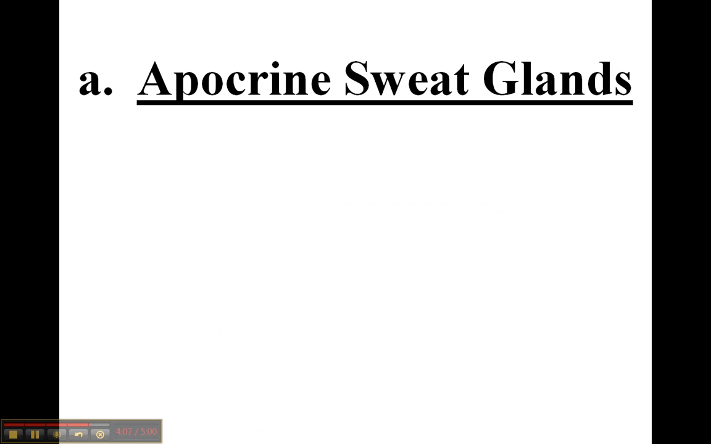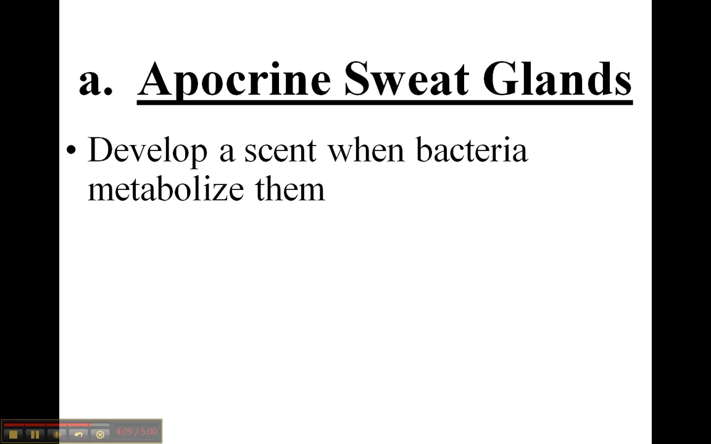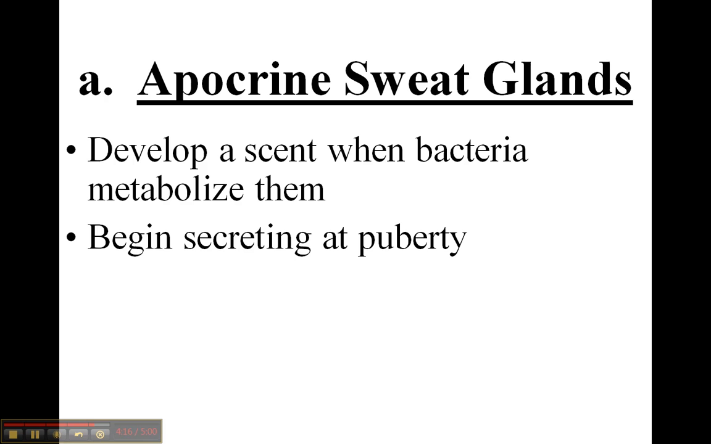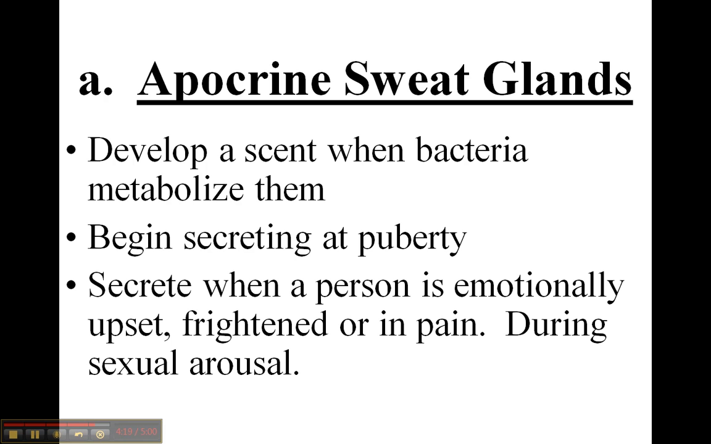The second type are the apocrine sweat glands. These actually develop a scent when bacteria metabolize them. They begin secreting at puberty, and they secrete when a person is emotionally upset, frightened, or in pain, or during sexual arousal. The term apocrine means there are parts of cells in the secretion.